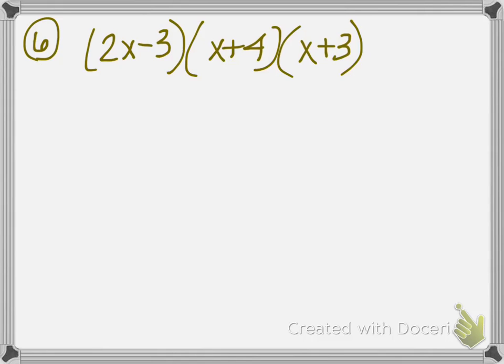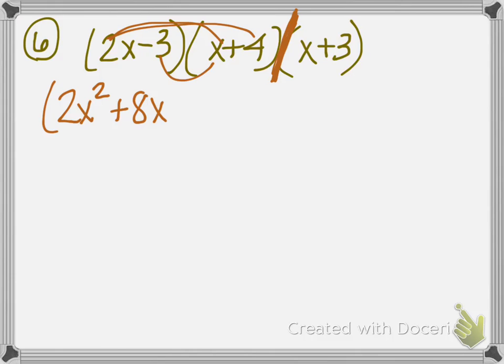I'm not going to pay attention to this one right now. I'm just going to leave this last one out. So I'm going to do 2x times x, which is 2x squared, 2x times 4, which is 8x, negative 3 times x, which is negative 3x, negative 3 times 4, which is negative 12. Now I'm going to combine my like terms.